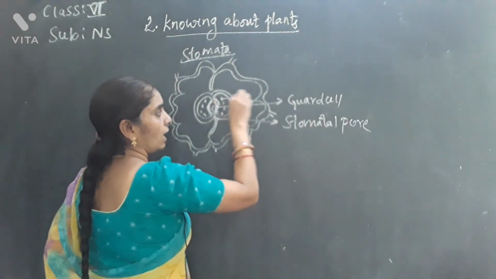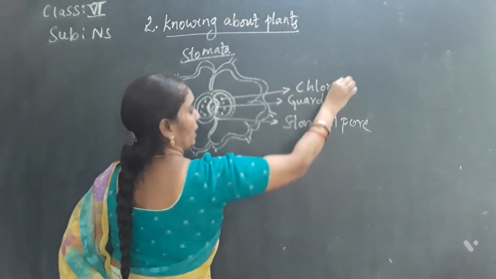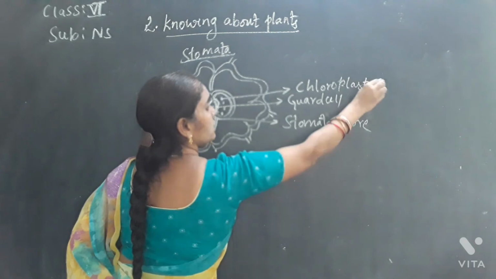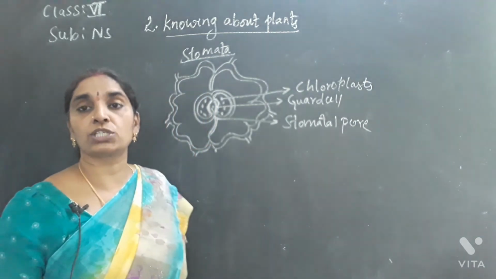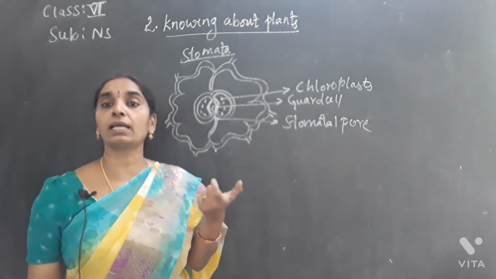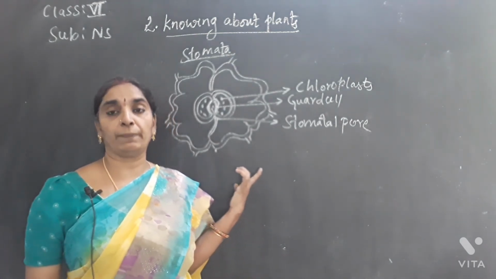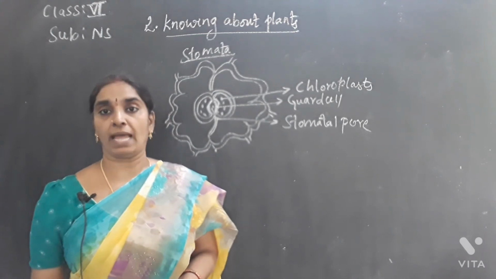And these are chloroplasts. Chloroplasts. These are the organs present inside the stomata which take part in the preparation of food. They contain the green colored pigment called chlorophyll, which helps in the preparation of food for the plant.